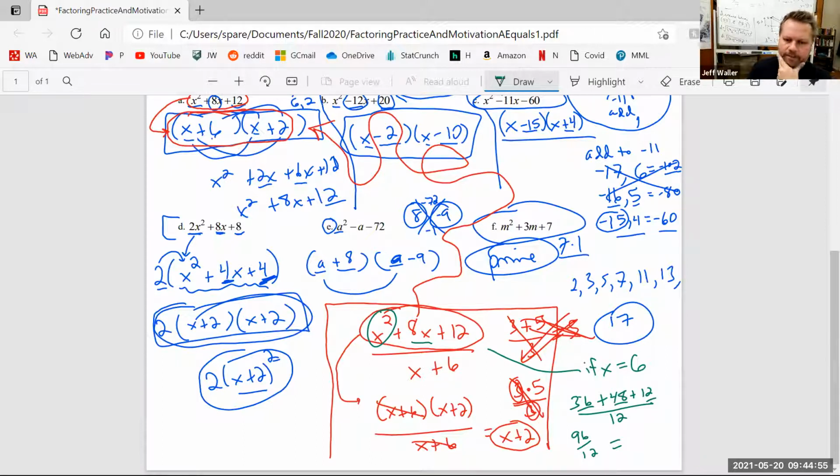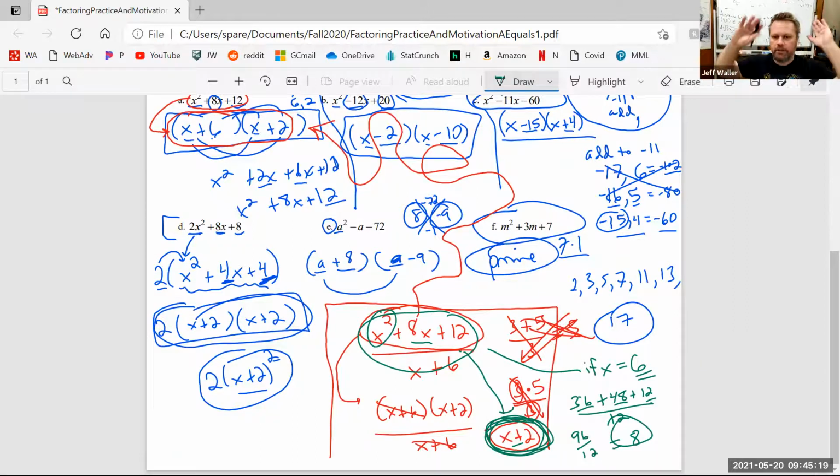What is 96 divided by 12? Somebody help me out. 8. And didn't we just show that this equals this? Yeah. And if x is 6, what is this? If x is 6, this is 8.